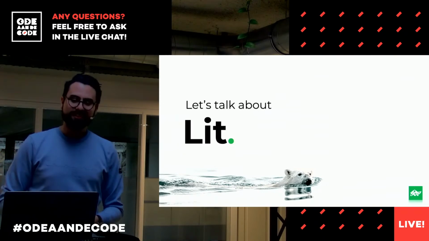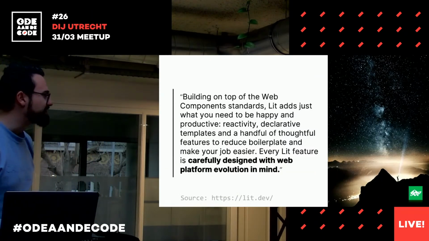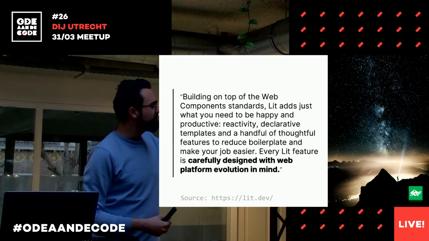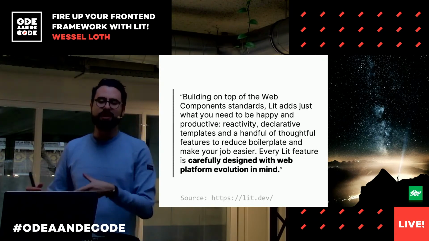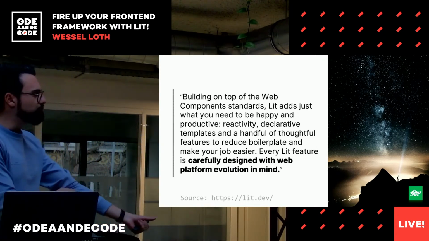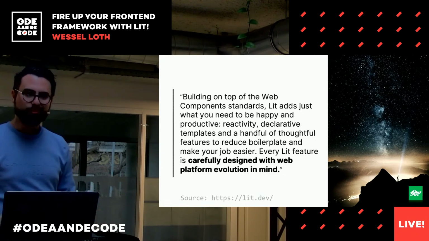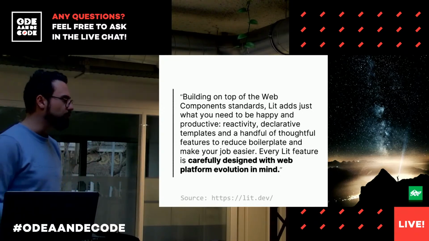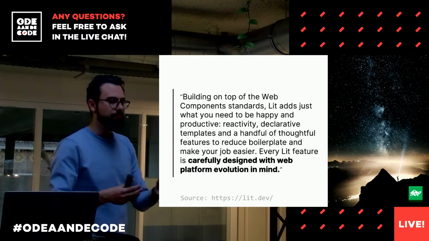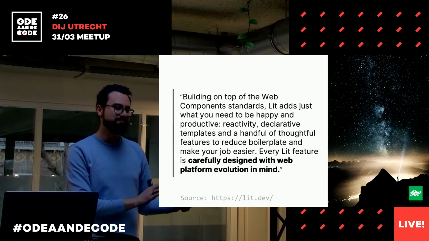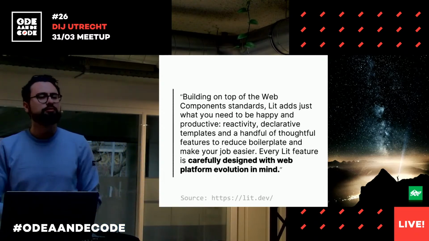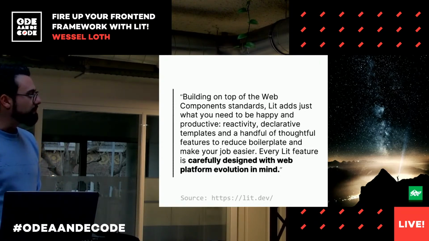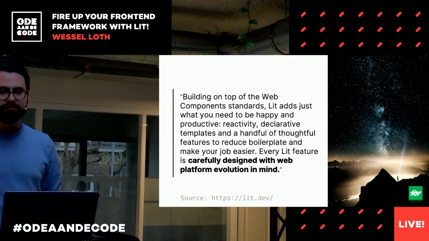But now let's specifically talk about Lit. I have a very big quote for you. You don't have to read every word. Really, the last part is the most important one. Every Lit feature is carefully designed with web platform evolution in mind, which means that every new proposal, every new handy feature that somebody would like to see in Lit, it's always first checked against web standards. It's discussed with people working on those web standards that, hey, we want to do this thing in Lit. Do you foresee this becoming a web standard in the future? Because we don't want to deviate too much, and we don't want to make a very opinionated framework.